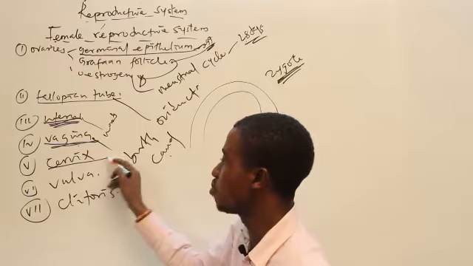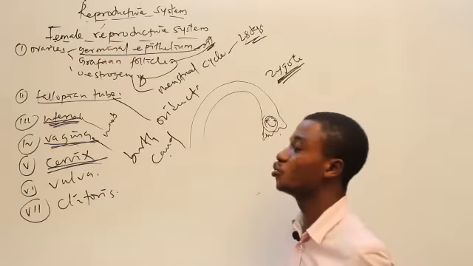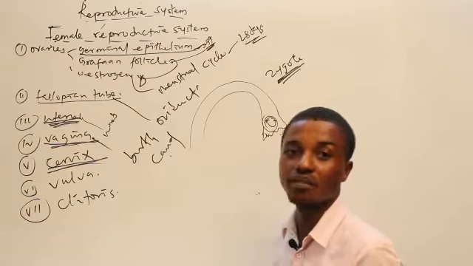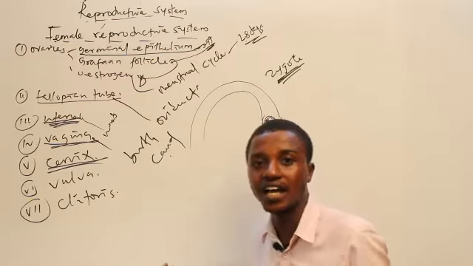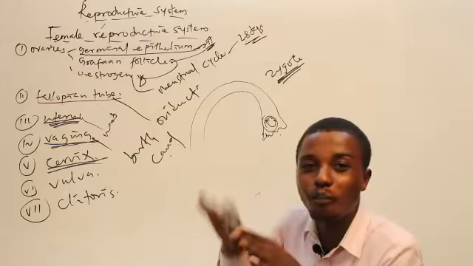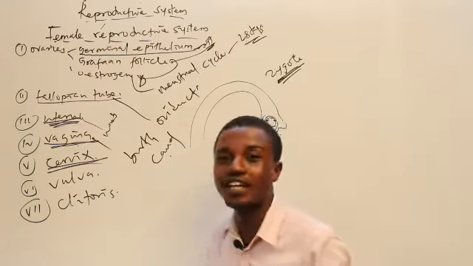Now we have the cervix. What's the function of the cervix? The cervix controls the opening and the closing of the vagina. Are you with me? It is a ring of muscle that controls the opening and the closing of the vagina.